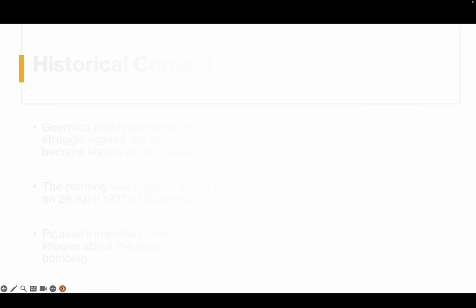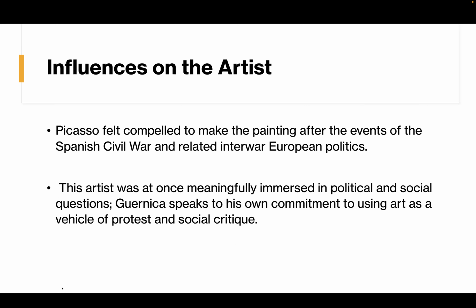Let's move on to the influence on the artist. Picasso felt compelled to make the painting after the events of the Spanish Civil War and related interwar European politics. This artist was at once mindfully immersed in political and social questions. Guernica speaks to his own commitment to using art as a vehicle for social critique.